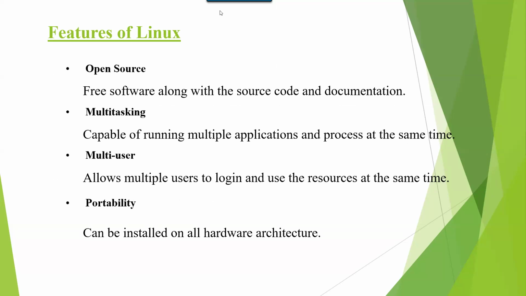What does operating system mean? It is an interface between user and hardware. In order to work with hardware components, we need an operating system. It can be Windows operating system or Linux operating system. One operating system is required. So why Linux? These are the features we have in Linux. Clear, right, everyone?